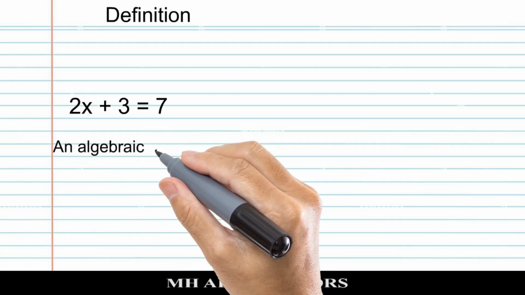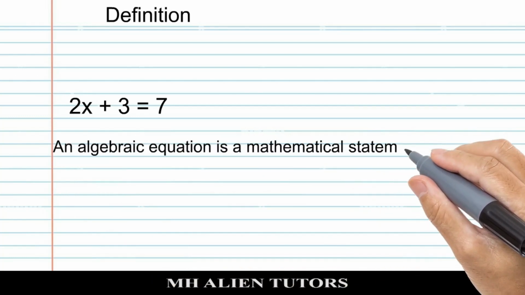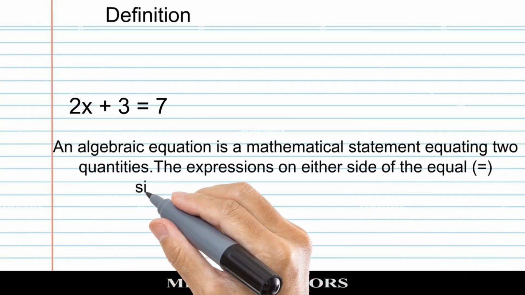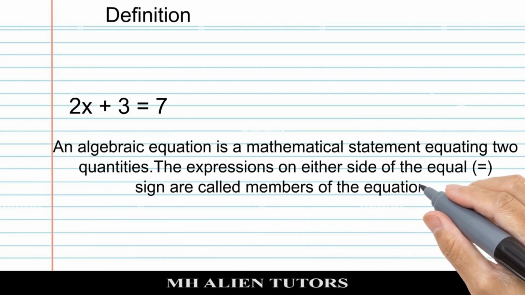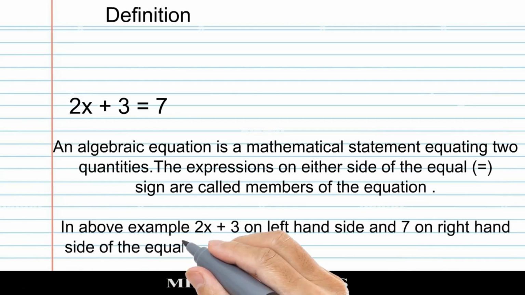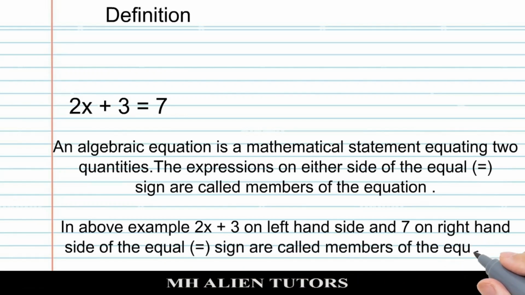Or an algebraic equation is a mathematical statement equating two quantities. The expressions on either side of the equals sign are called members of the equation. In the above example, 2x + 3 on the left-hand side and 7 on the right-hand side of the equals sign are called members of the equation.